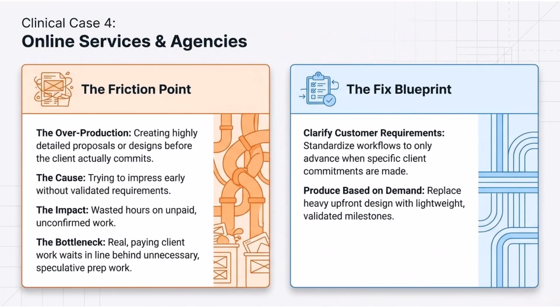Then we have an online service and agency issue. Our overproduction in this particular example is creating highly detailed proposals or designs before the client actually commits. The cause, we're trying to impress the client early without validated requirements. The impact, wasted hours on unpaid, unconfirmed work. And the bottleneck is that real paying client work waits in line behind unnecessary speculative prep work. So the fix here is to clarify the customer requirements, standardize workflows to only advance when specific client commitments are made, and then produce based on demand, replacing heavy upfront design with lightweight validated milestones.